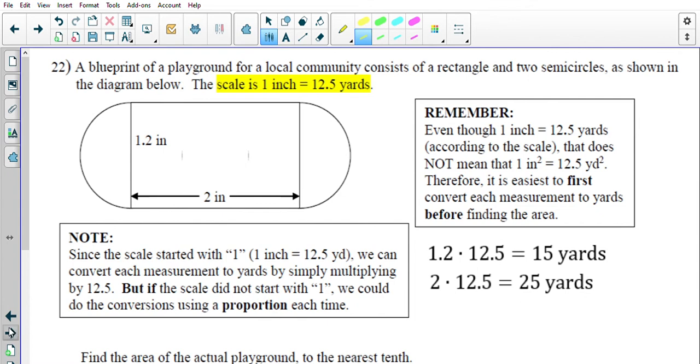So a couple of things. Remember that even though 1 inch equals 12.5 yards, according to the scale, that does not mean that 1 square inch equals 12.5 square yards. Therefore, it is easiest to first convert each measurement to yards before finding the area, since we want the area in square yards, as you'll see in a moment, because we're finding the area of the actual playground.